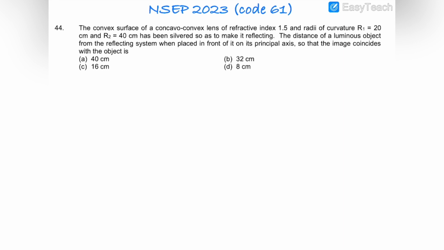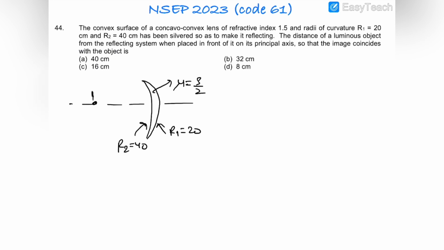In this question, you can see that there is a concavo-convex lens, and the radius of curvature of the two sides of this lens is, this is R2, it is 40, and this is R1, this is 20. The refractive index of this lens is 3 by 2, and we have to find out the distance of an object so that the image is formed at the object itself, and we have also silvered the convex surface of this lens.